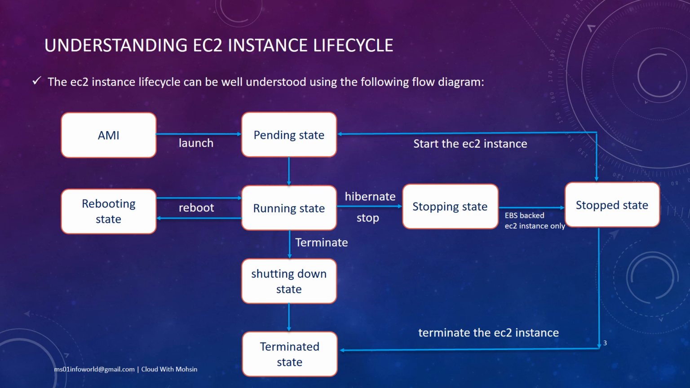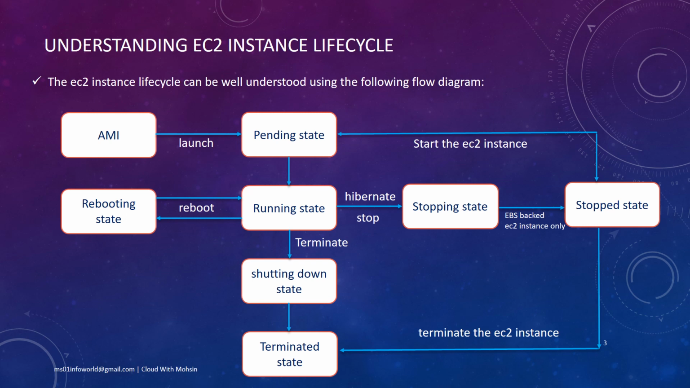From the AMI we will launch an EC2 instance. As soon as we launch it, it will be in the pending state for a while, and then it turns to the running state. Between the pending and running states, there are several backend activities that happen. One of the activities is that it will perform the status checks.